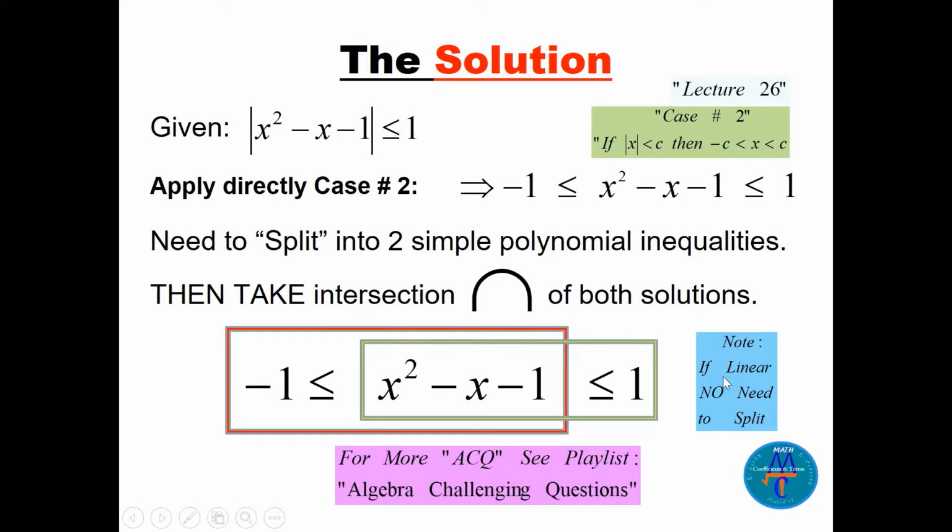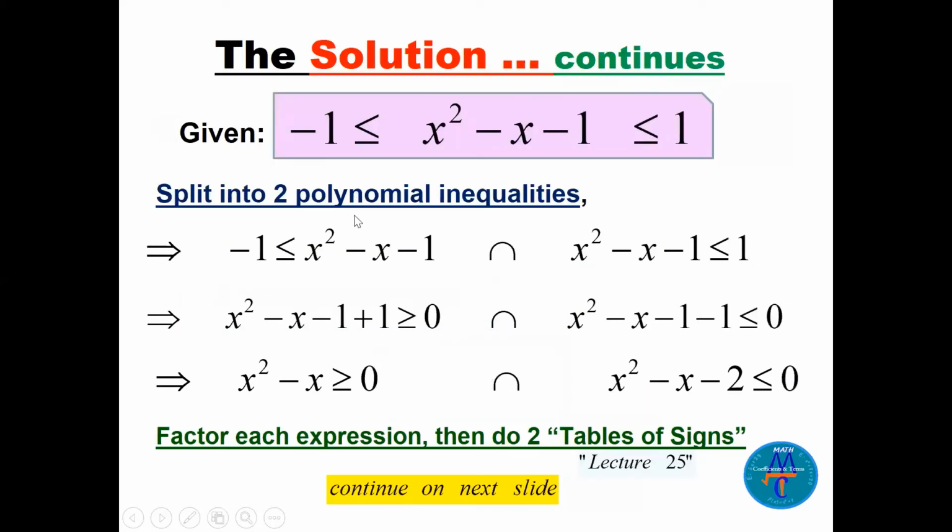Remember, no need to split if we have a linear. Linear means the power of x is 1. So now let's split it here. Take this one, minus 1 less than all of that, intersection, x squared minus x minus 1 less than or equal to 1. Each one, you simplify it separately, you factor it, you make a table of sign.